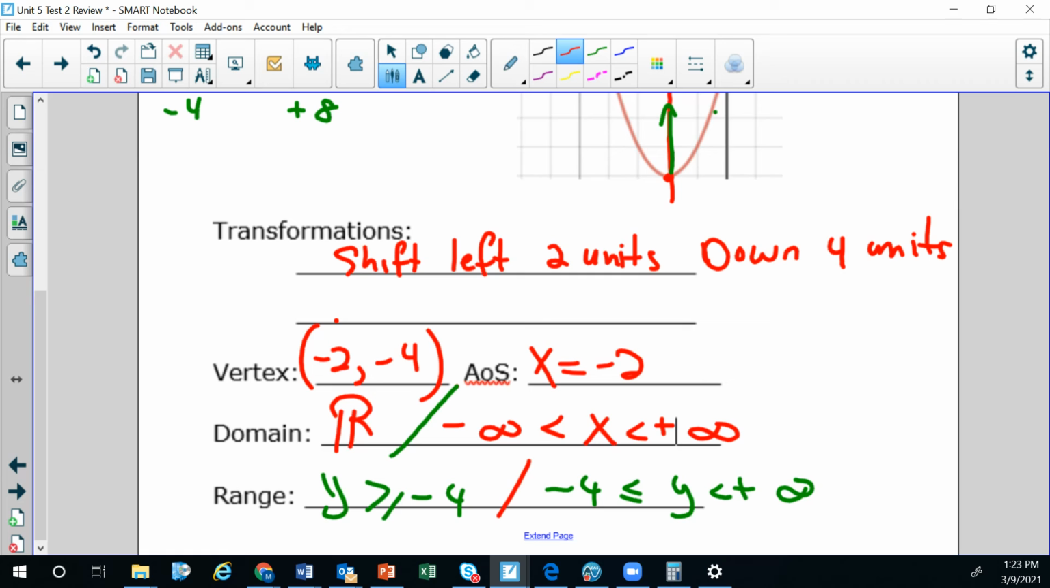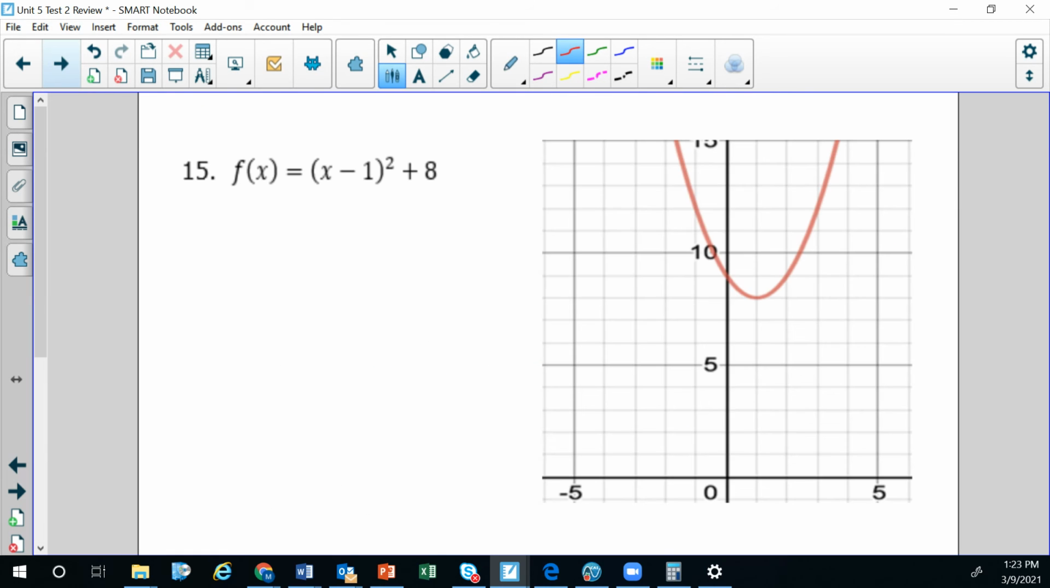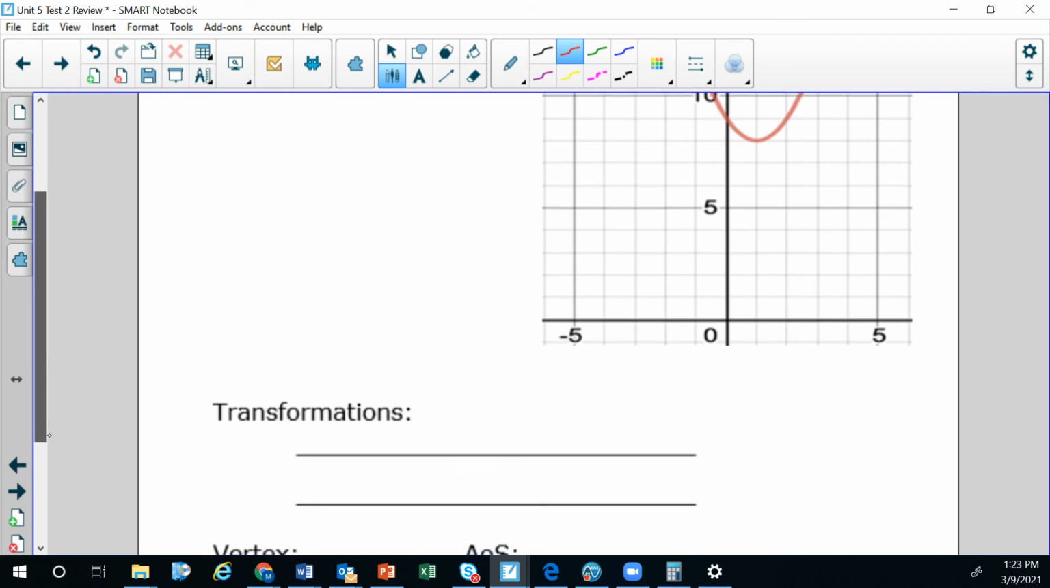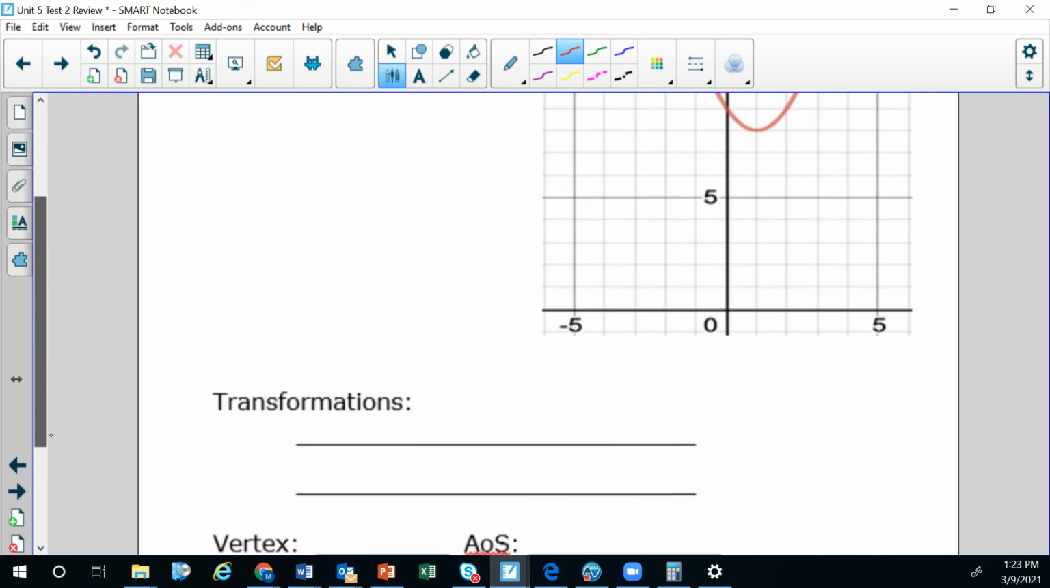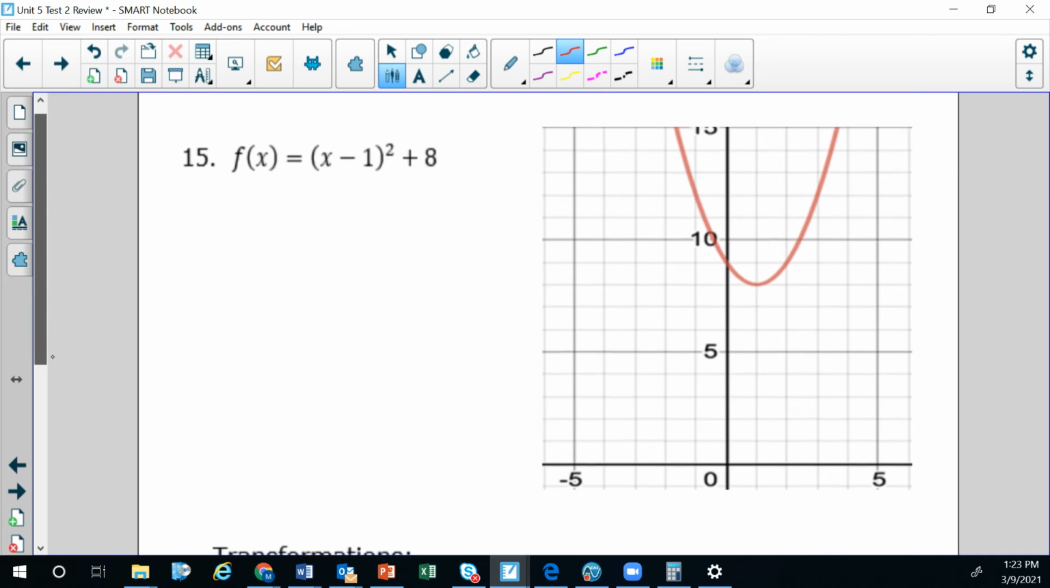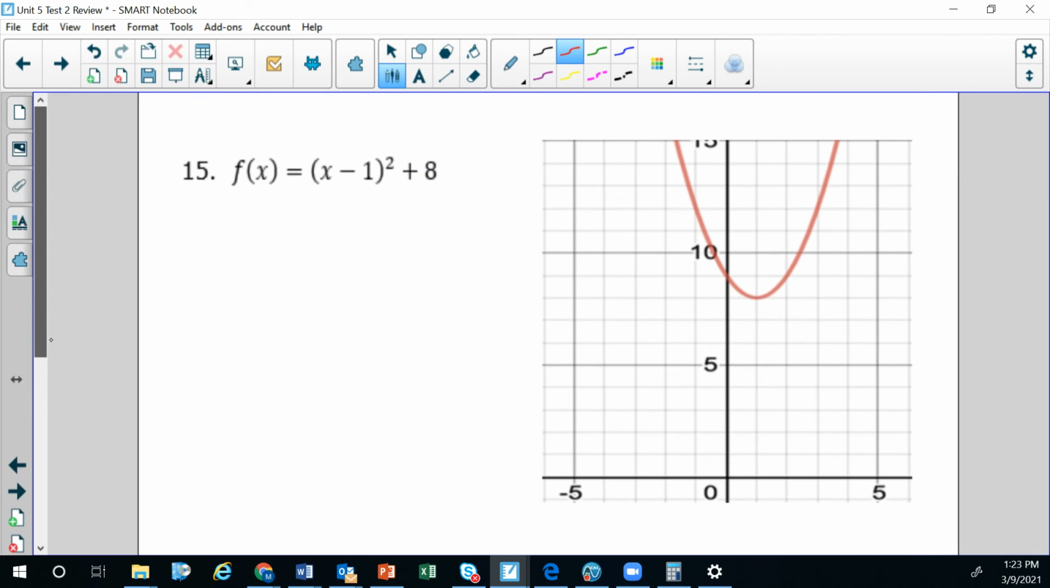Okay, let's see what's next. Same procedure. So we have to find the transformation. What is the transformation? Well, this is the origin right here. So what happened to this graph now? Well, it went over 1 unit, right? So it shifted to the right 1, and it went up 1, 2, 3, 4, 5, 6, 7, 8.